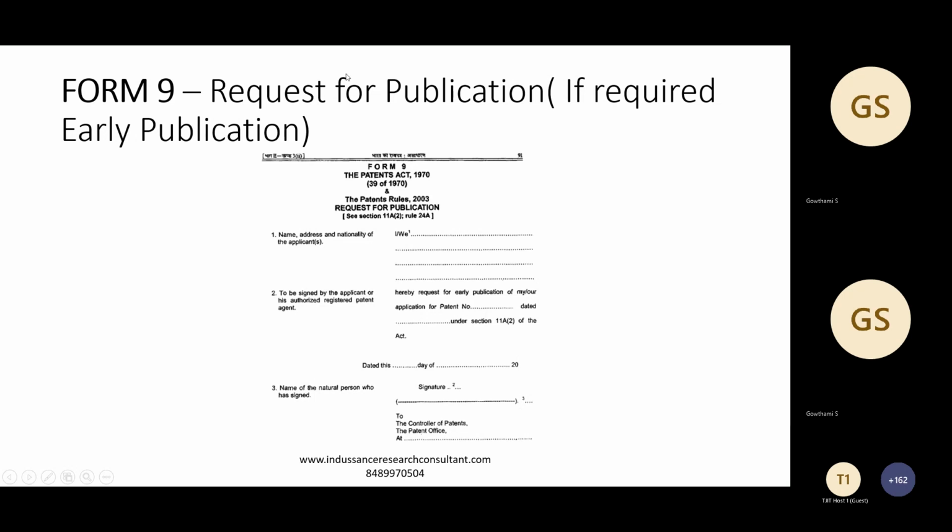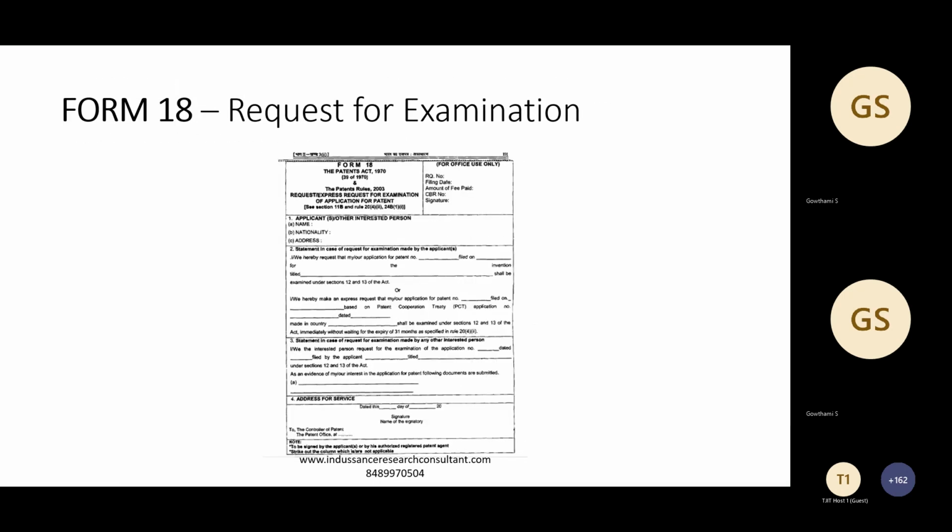Okay, so request for publication, if required. For early publication, you will have to fill in all these details, and we will request the controller that the application has to be published early. Next comes Form 18, request for examination. As I said, we'll have to fill in these details, and the request for examination has to be made.